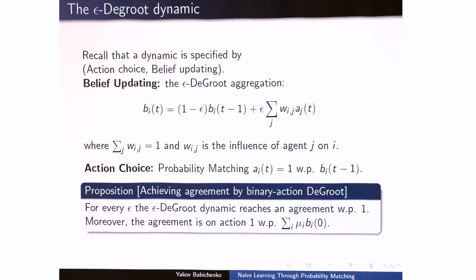So a proposition: this epsilon DeGroot dynamic achieves an agreement always, with probability 1. And moreover, we can say with which probability it will achieve a consensus on 1 and with which probability it will achieve a consensus on 0. The probability of consensus on 1 is this number, where mu_i is the measure of centrality, and b_0 is the initial beliefs that they received from their signal. And as you can see, this number is bounded between 0 and 1, and it does not achieve asymptotic learning, because with positive probability, it will fail. Okay, so this dynamic is not good enough.